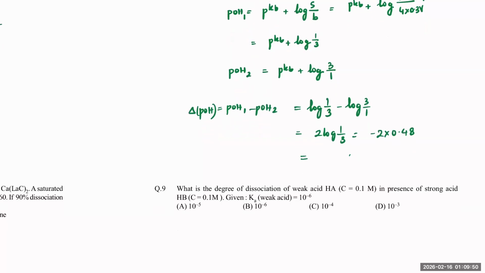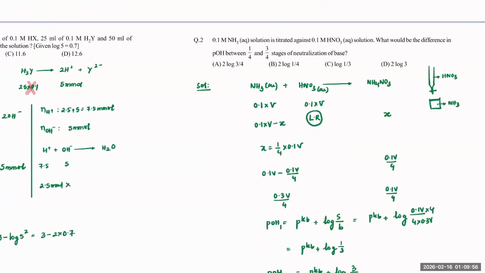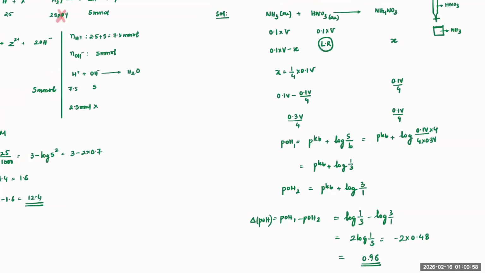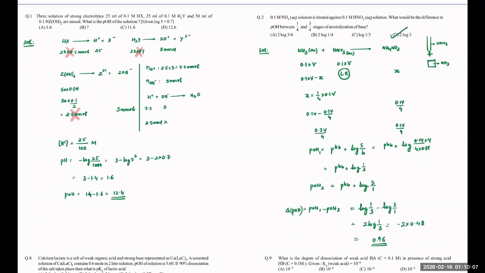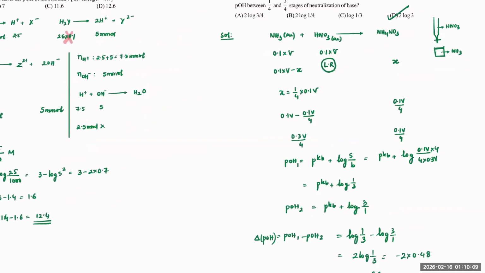2 into 48, 96. So how much are we getting? 0.96, right? So that is the difference you will get. Or I think here the question is more to do with the log terms. So what do we get here? 2 log 3. So that should be your answer. Please go through it once. If there is any problem, you can ask me.